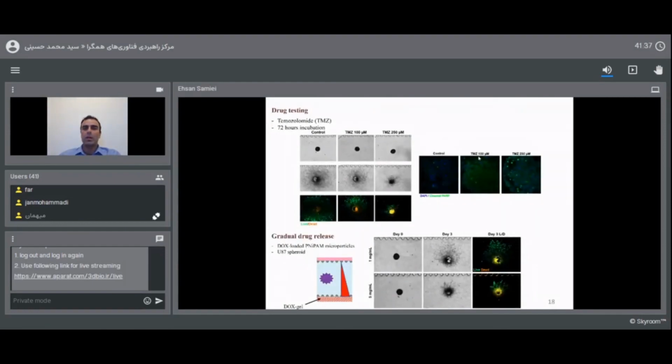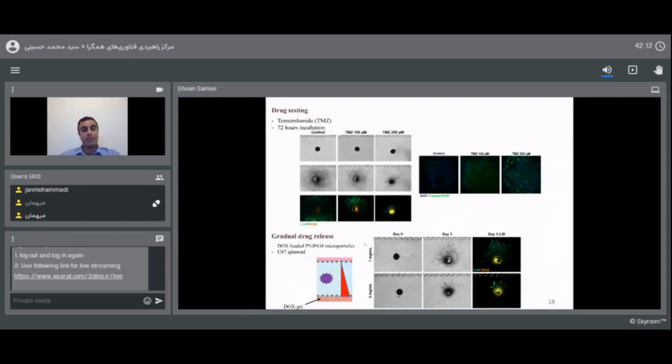Cleaved PARP was again used to stain the cells to evaluate apoptosis, again confirming the results that I presented earlier. The low concentration did not show a very significant level of apoptosis, whereas at the higher concentration, 250 micromolar, we observed a higher level of apoptosis. This shows that this model is more biomimetic and closer to human physiology.